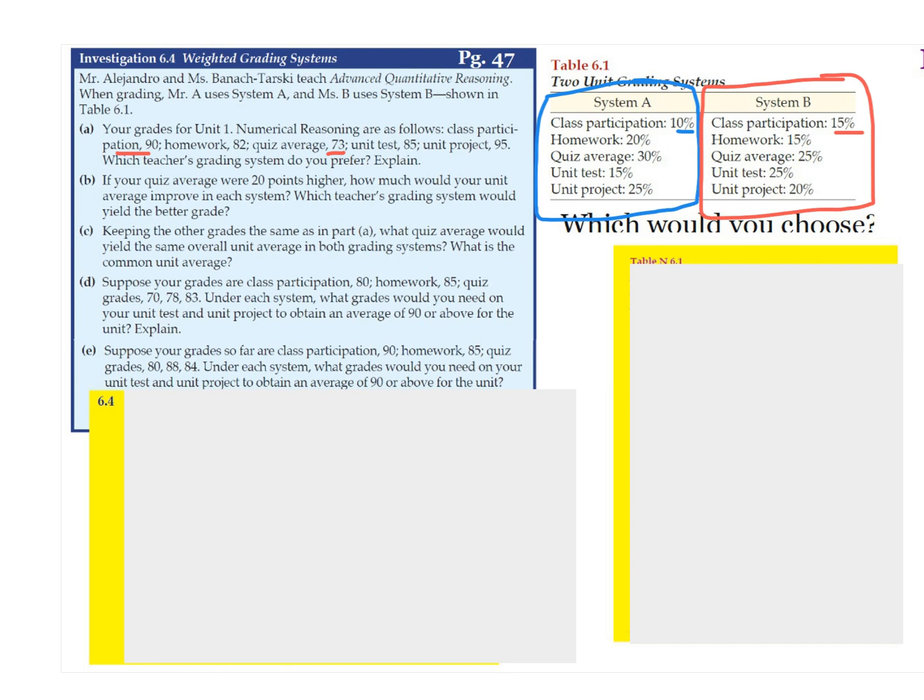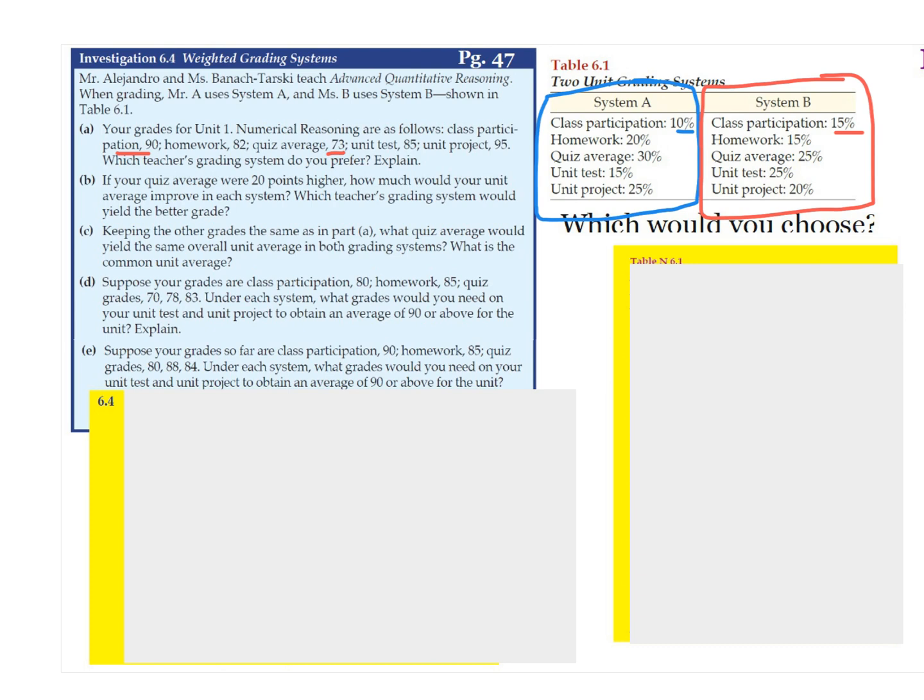Part C, keeping the other grades the same. What quiz average would yield the same overall unit average in both grading systems, and what is the common unit average? So this will take some trial and error. Part D, suppose your grades are class participation 80, homework 85, quiz grade 70, 78, 83. Under each system, what would you need on your unit test and unit project to obtain an average of 90 or above? So try that out, see if it's even possible. And then Part E, you can work through that.